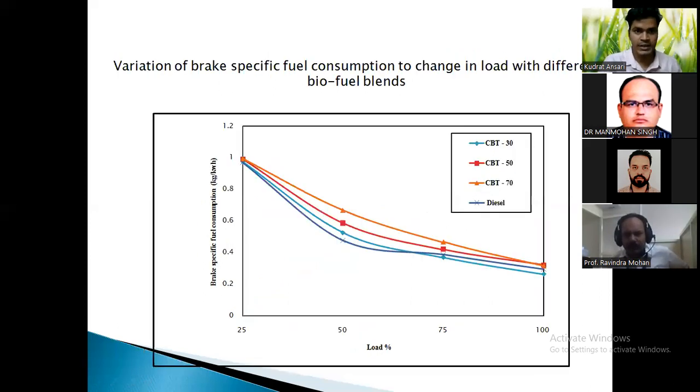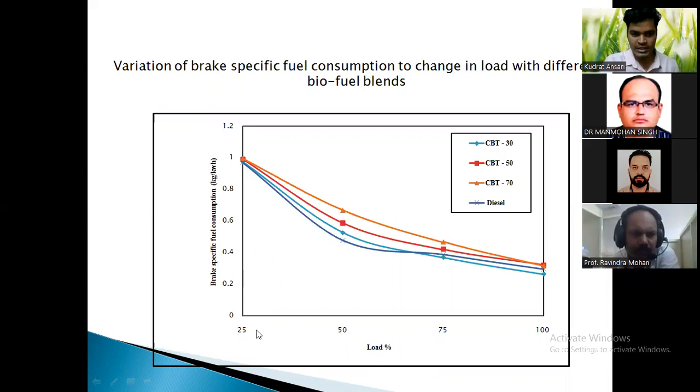Now let's move on from variation of brake specific fuel consumption to change in load with the different biofuel blends. Again here, the x-axis presents the load percentage and the y-axis presents the brake specific fuel consumption rate. When the load was at 25%, fuel consumption was almost the same for every blend and for natural diesel.